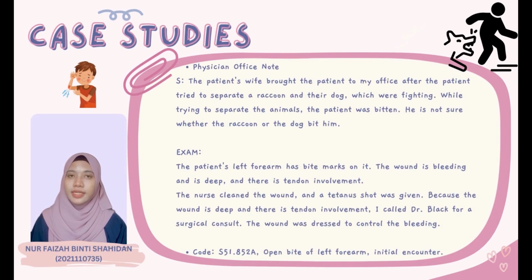Lastly, for the case study, the patient was beaten. He is not sure whether the raccoon or the dog bit him. The patient's left forearm has a bite mark on it. The code for this case is S51.852A, open bite of left forearm, initial encounter.